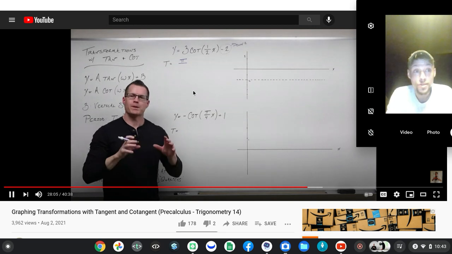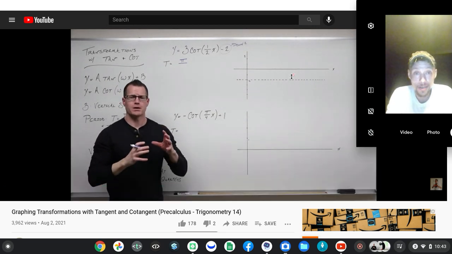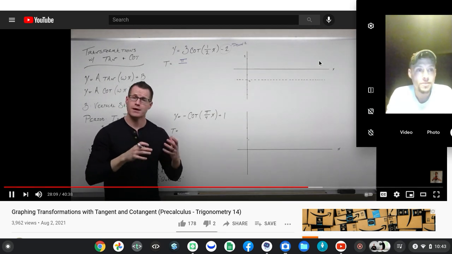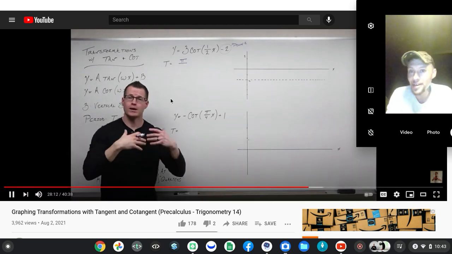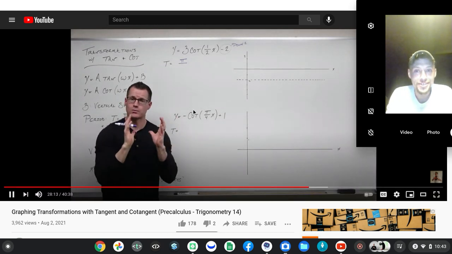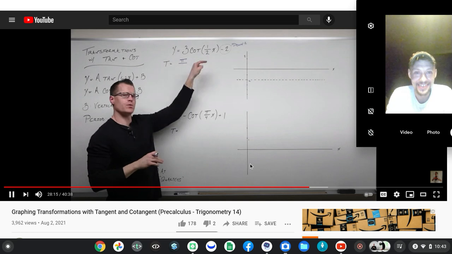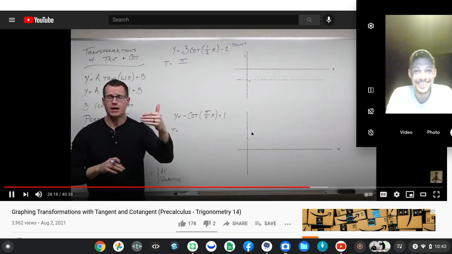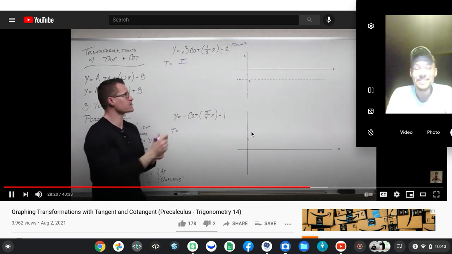After we deal with that, we talk about the period. Cotangent and tangent both have a period of pi. How do we adjust that, how do we stretch or compress that distance? It is based on whatever that number is. So we take that period, we divide by whatever the coefficient of x is.